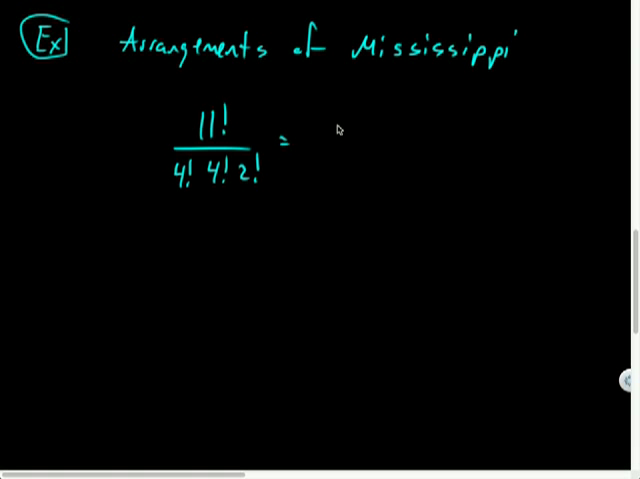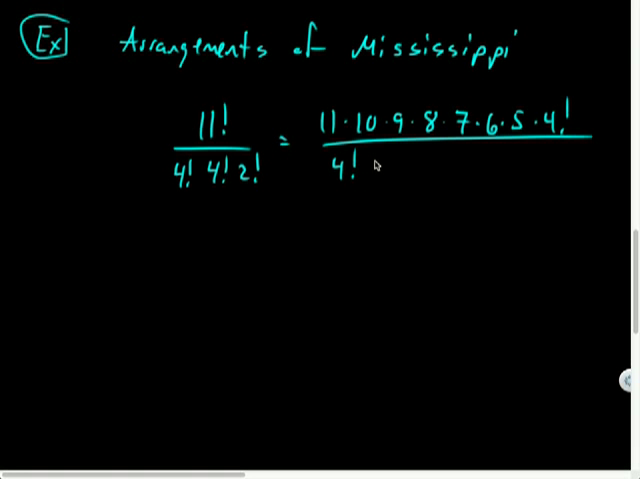All right. So this would be 11 times 10 times 9 times 8 times 7 times 6 times 5 times 4 factorial. I'll leave one of the 4 factorials in factorial form, and then the other one is 4 times 3 times 2, and then times 2. Bam. So let's do some canceling. You could have also just typed this into a calculator, but I saw some nice canceling potential here.